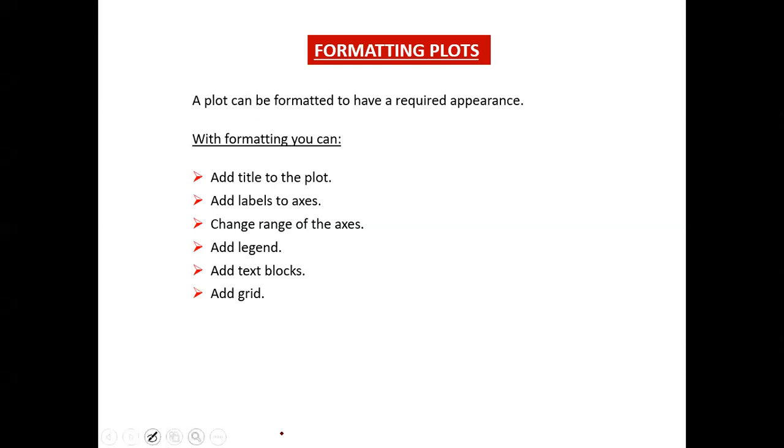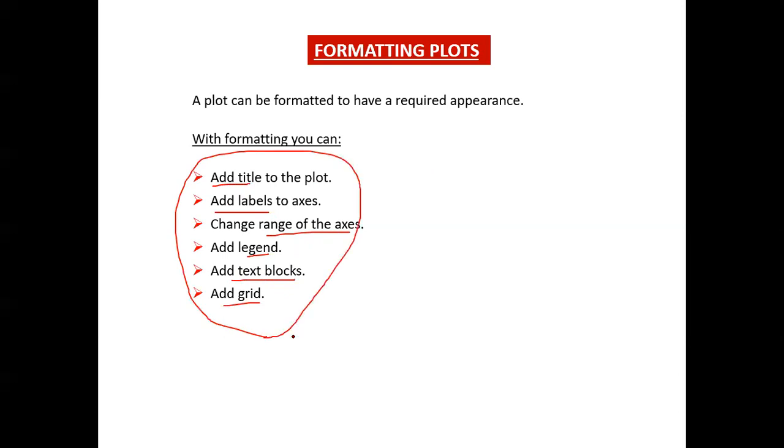We can do various formatting of the plot. We can add the title, we can add the label. We can change the axis values. We can add the legend. We can add the text block. Then we can add the grid also. So these are the various formatting options we can add for any type of two-dimensional plots.